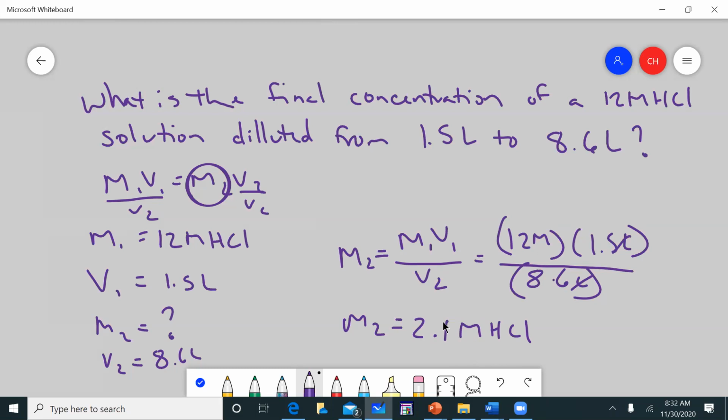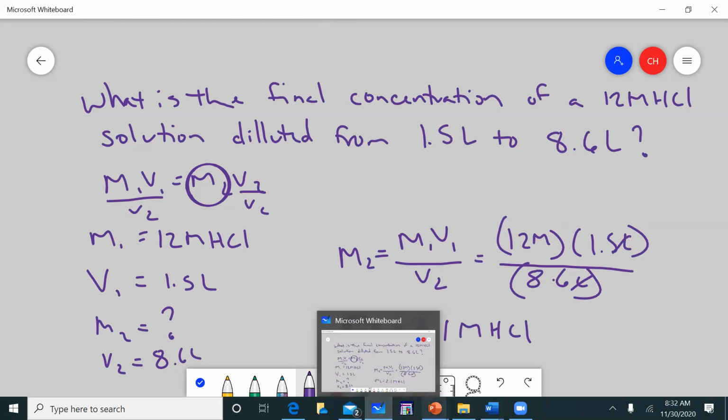Any questions on solution dilution? Okay, so the next thing that we're going to talk about is solution stoichiometry, which is a little bit more involved than solution dilution.